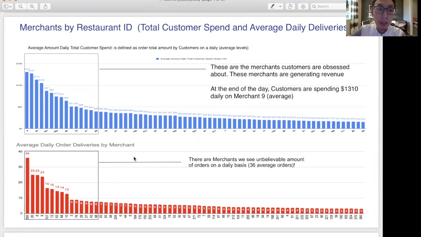But we're interested in understanding, by restaurant, which are the restaurants that are generating most of that value, right? So we're actually able to break this down into a pretty long tail, as you can see. Restaurant 9, restaurant 20, some of these on the far left are the restaurants where customers are spending a lot more on average. And you can see how many average daily orders they're getting from these restaurants.